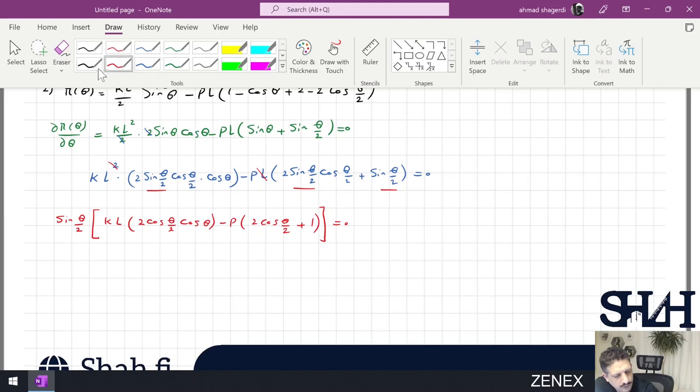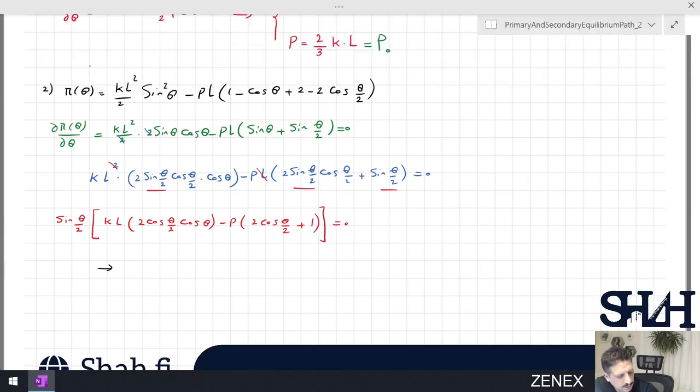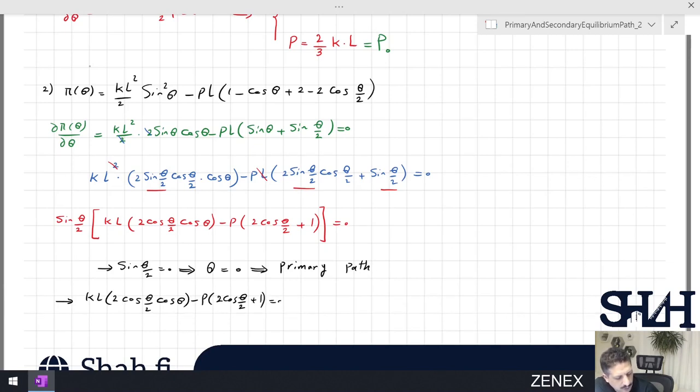We have two solutions. First one, sin(θ/2) equals 0. As a result, θ equals 0. This is called the primary path. And the secondary will be KL² cos(θ/2) cos θ minus P 2 cos(θ/2) plus 1 equals to 0.